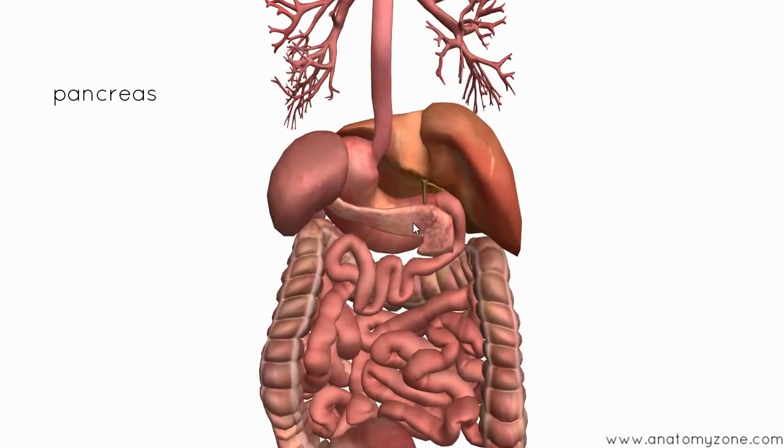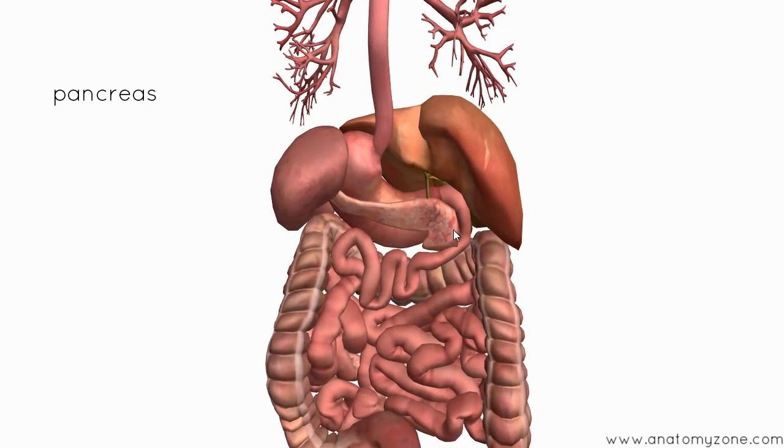So lying behind the stomach we've got the pancreas. You can see this structure here. The head of the pancreas sits in the curve of the duodenum, and the tail extends to this organ, the spleen. The pancreas has endocrine and exocrine functions. The endocrine functions are producing insulin and glucagon, and its exocrine function is to produce pancreatic juice, which is secreted into the duodenum, and this aids digestion.